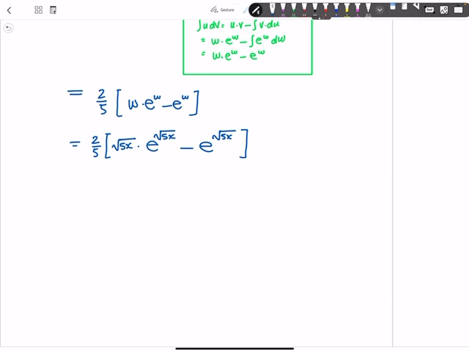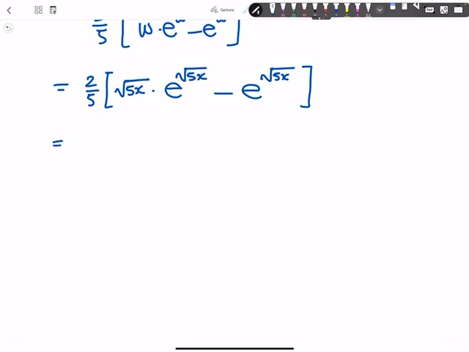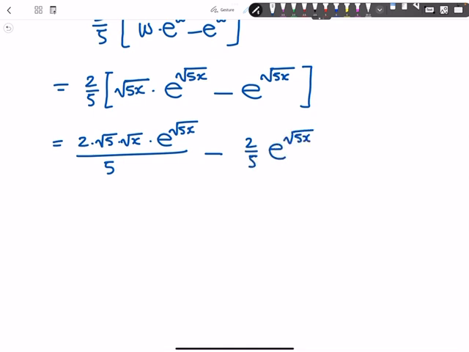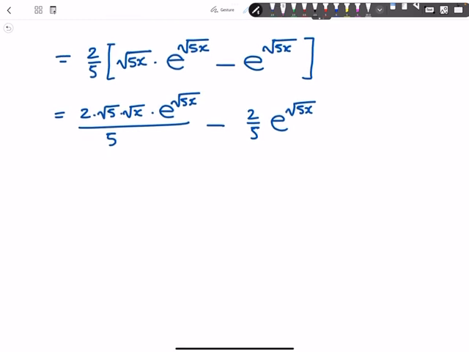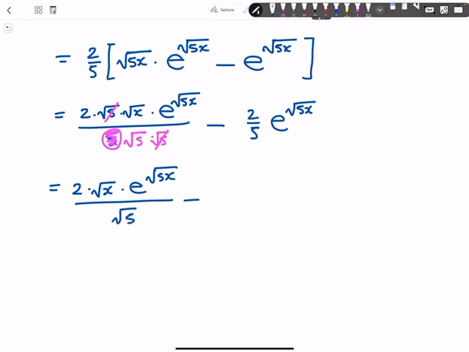If you really wanted to rationalize this answer, we could continue cleaning up here and write this as 2 times square root of 5 times square root of x times e to the square root of 5x divided by 5 minus, and I'll just distribute that 2 over 5 e to the square root of 5x. So what happens when we rationalize? This 5 right here can be written as the square root of 5 times the square root of 5. So that's gone then. And then this cancels with the square root of 5 in the top. And so here we will get 2 times the square root of x times e to the square root of 5x over the square root of 5 minus 2 over 5 e to the square root of 5x.